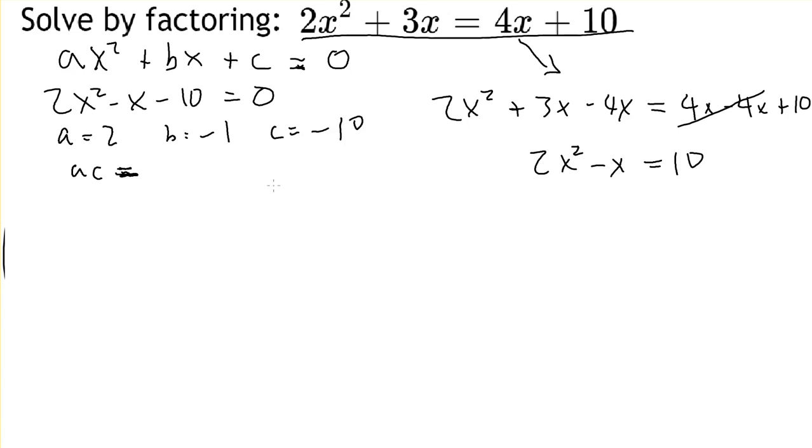Okay, draw an equal sign. All right, so A times C is 2 times -10, which is -20. And what you do once you have AC is you start writing down factor pairs. Now it's interesting in this case because it's a negative number. So any pair of factors of -20 is going to involve one positive and one negative, right? So we have to consider that.